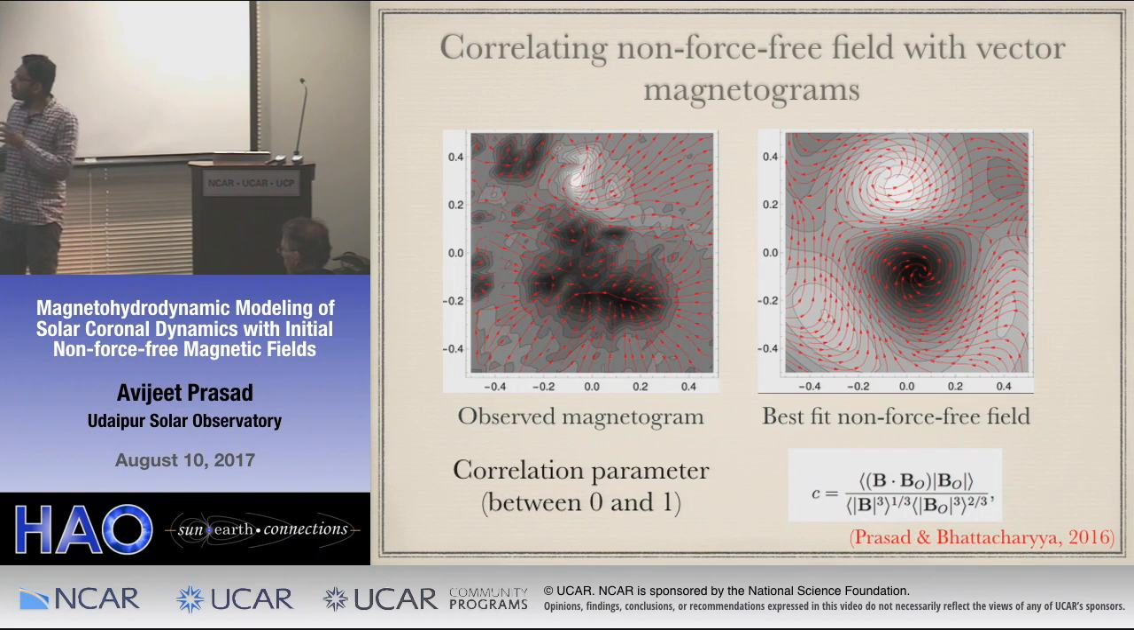So in order to define a correlation, we define a parameter here, which is essentially nothing but the dot product of the magnetic field of the observed and the analytical solution, weighted by the strength of the observed magnetic field. This varies between 0 and 1. 1 would give a perfect correlation, 0 will give no correlation. In this case, we were able to get a correlation of about 0.6. So we notice that we are able to capture the large scale features of the observed field, but we miss the small scale features.